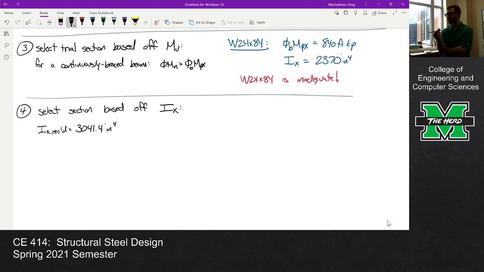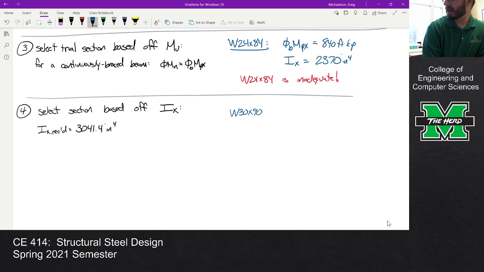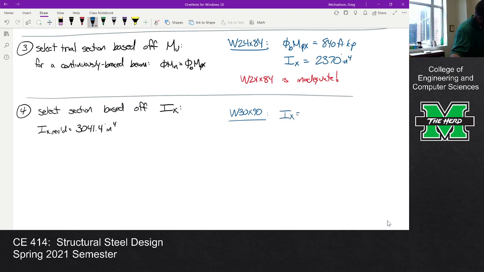Does that make sense? Is everybody else clear on that? Because everybody's kind of quiet today. I want to make sure that you're understanding this. Okay, so the W30 by 90, it's because the flanges and the webs are thick. That's why. So the moment of inertia here is 3610.